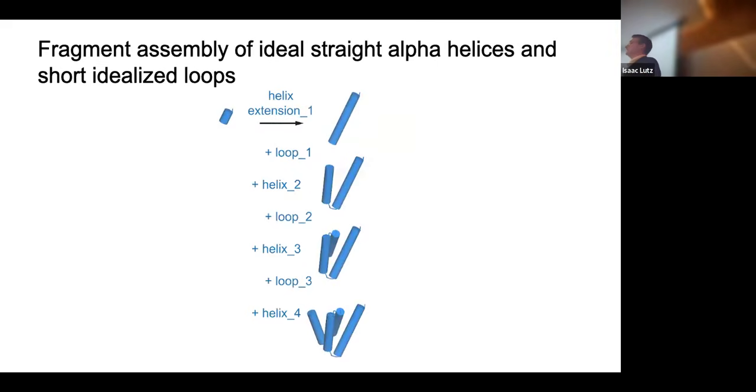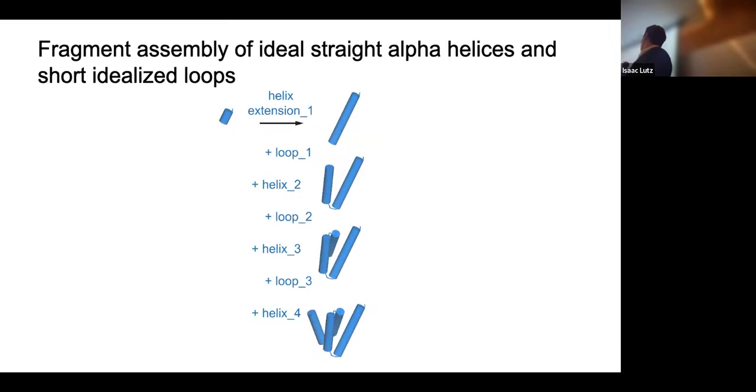And so the actual core building approach to this method is just simple fragment assembly, in this case of ideal straight alpha helices and short idealized loops. What this looks like is you start with a stub in 3D Cartesian space. You extend an alpha helix by some length, you add a loop, you extend another alpha helix, you add a loop, and so on, and pretty soon you've built a protein.